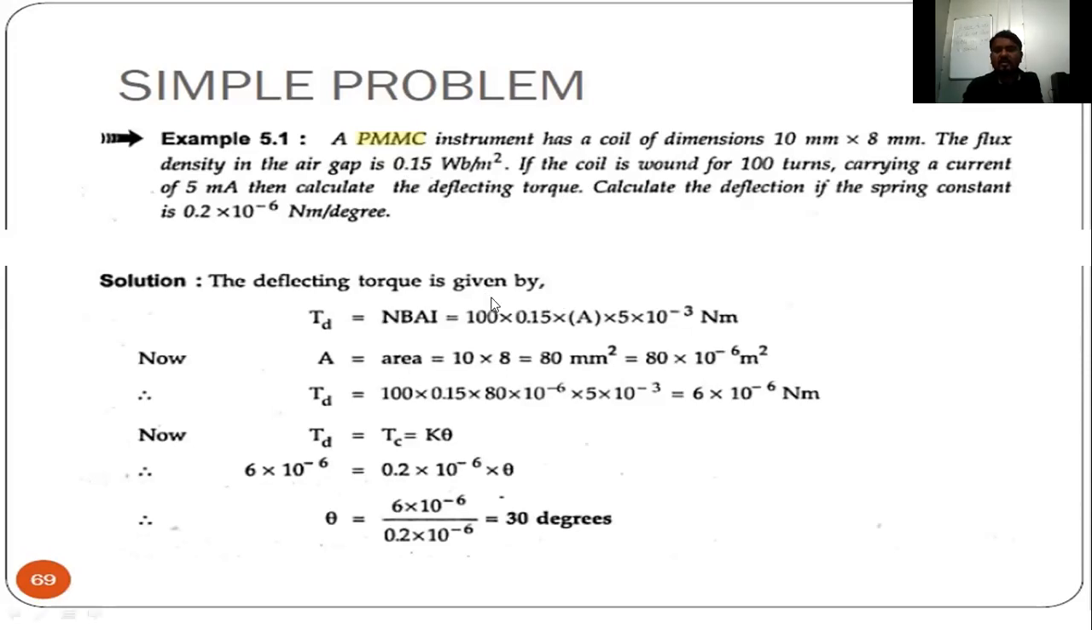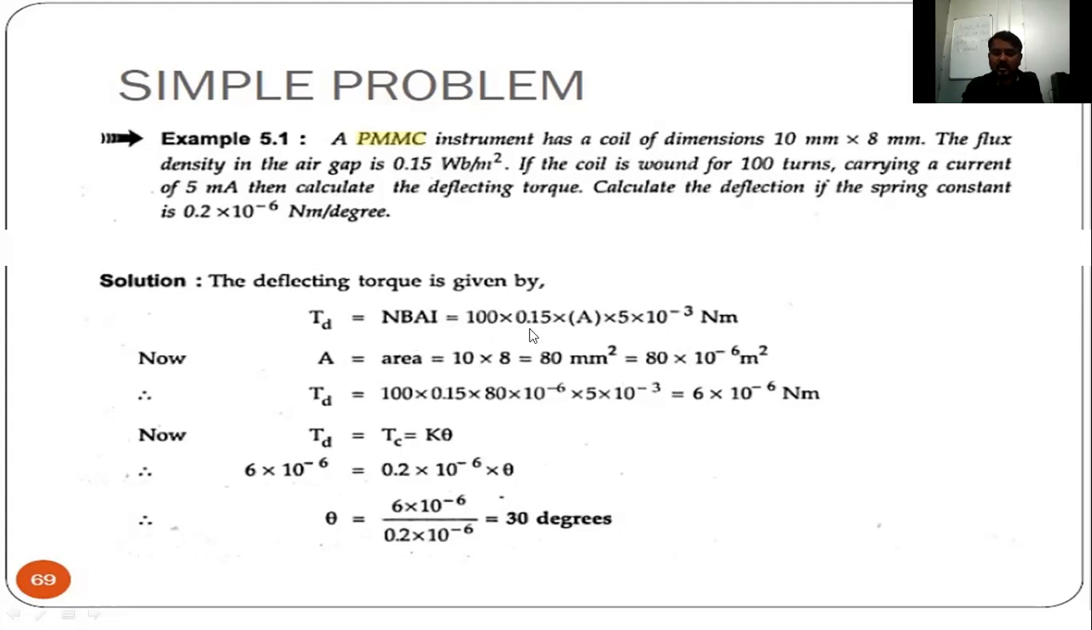We should know that. You should know the formula for the deflecting torque, that is NBAI: number of turns, flux density, area, and current. Number of turns in the coil, flux density, area is width into height, and current. So a PMMC coil has dimensions 10 mm into 8 mm, height into width. Now the flux density in the air gap is B, he has given 0.15. If the coil is wound of 100 turns, that is N, and carrying a current of 5 milliampere, the current is also given here.